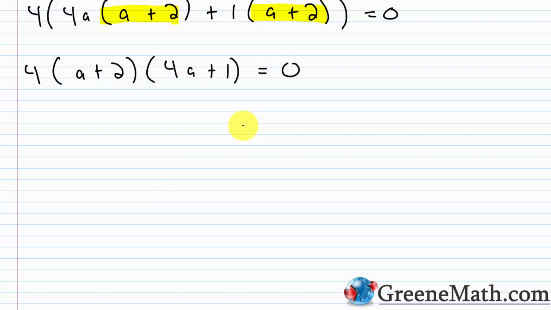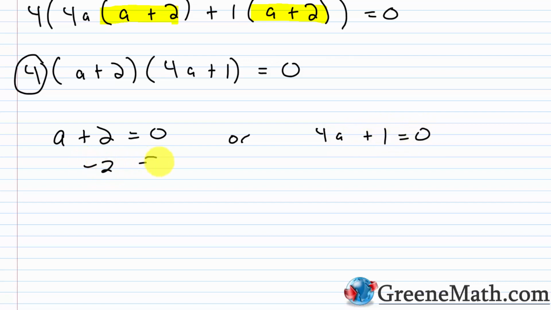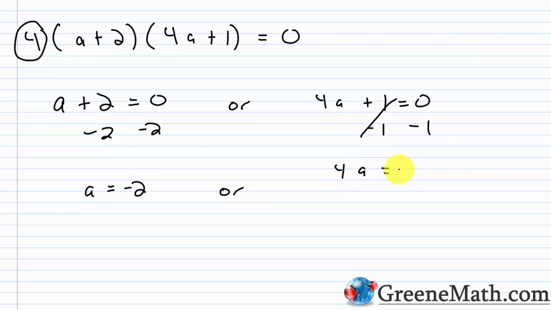So using my zero product property, I set each factor with a variable equal to 0. I don't need to set 4 equal to 0. That doesn't make any sense. I'd set a plus 2 equal to 0, and also set 4a plus 1 equal to 0. So this is easy. Subtract 2 from each side, you get a equals negative 2. For this one, I subtract 1 from each side. I get 4a equals negative 1. I divide both sides by 4, and I get a equals negative 1/4. So a equals negative 2 or a equals negative 1/4.